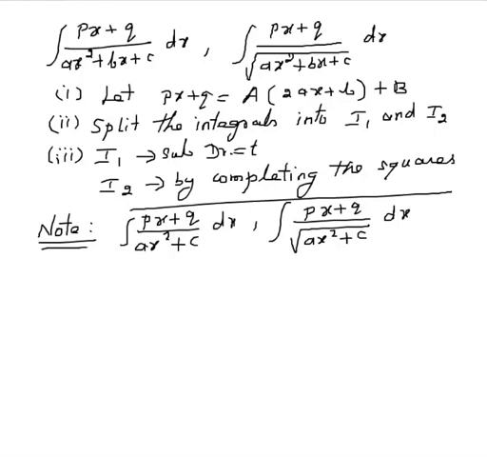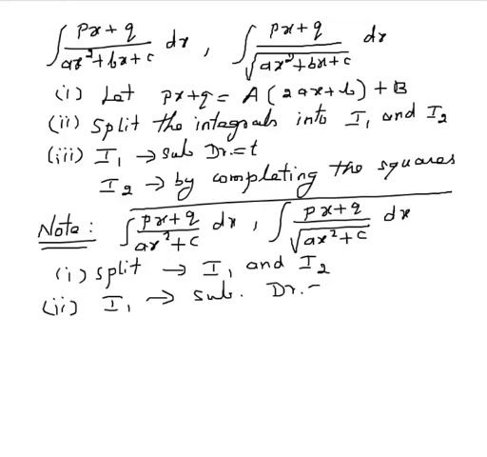So we can follow the same method, but we can skip the first step. Directly we can go to the second step. So directly we can split this into two integrals, I1 and I2. And I1 should be solved by substituting the denominator as t, and I2 by direct formula. No completion of square is required here because there is no x term. We have only x square and constant terms. So directly we will be able to apply the formula.